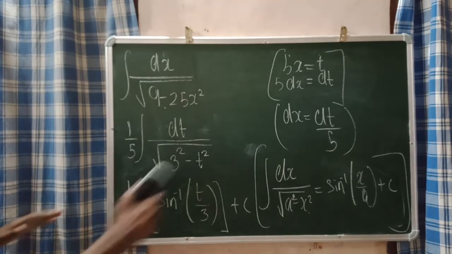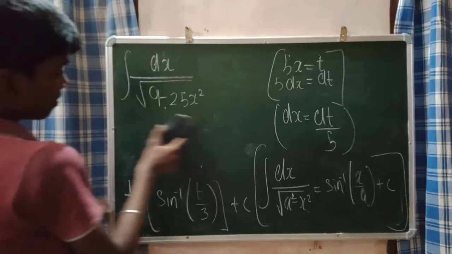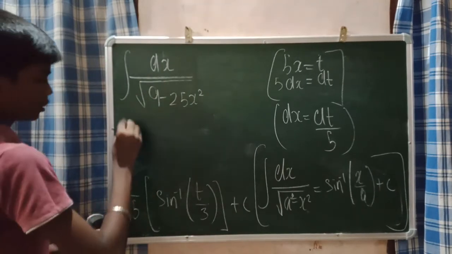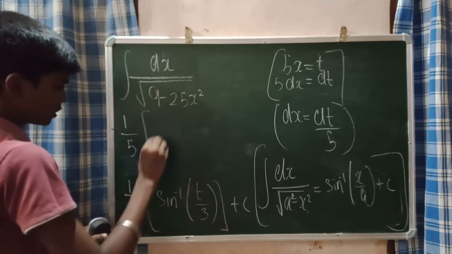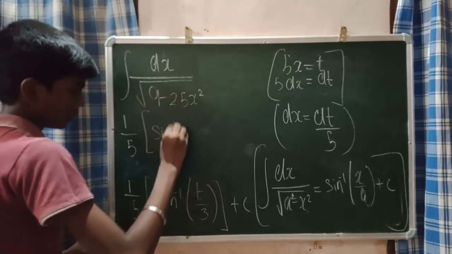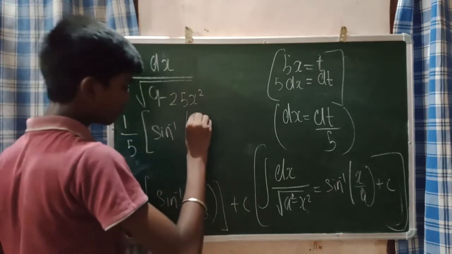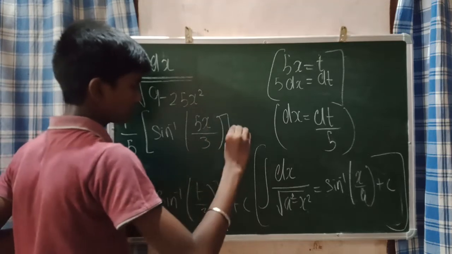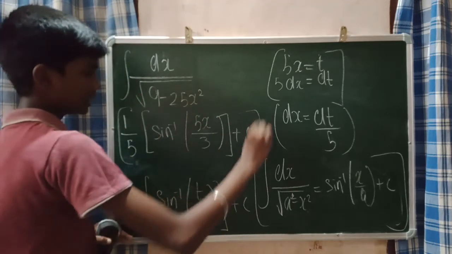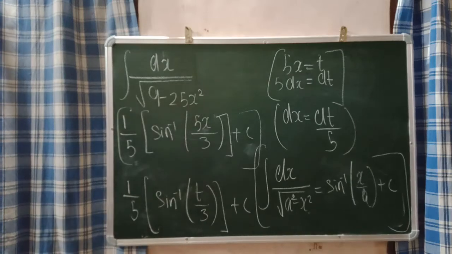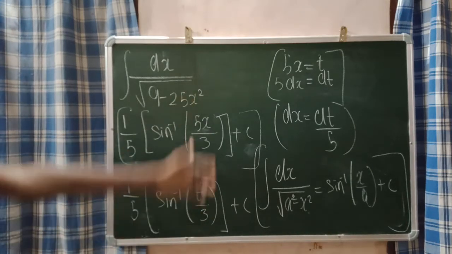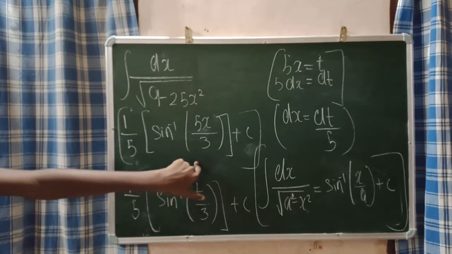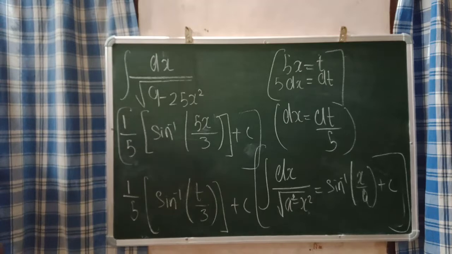Now what did I take for t? I took t as 5x. So 1 by 5 into sine inverse of t by 3. I took 5x as t, then 5x by 3 plus some constant is the answer for this question, because I took t as 5x. I just substituted the value of t. So 1 by 5 into sine inverse of 5x by 3 plus some constant, and that's the answer for the fourth one.